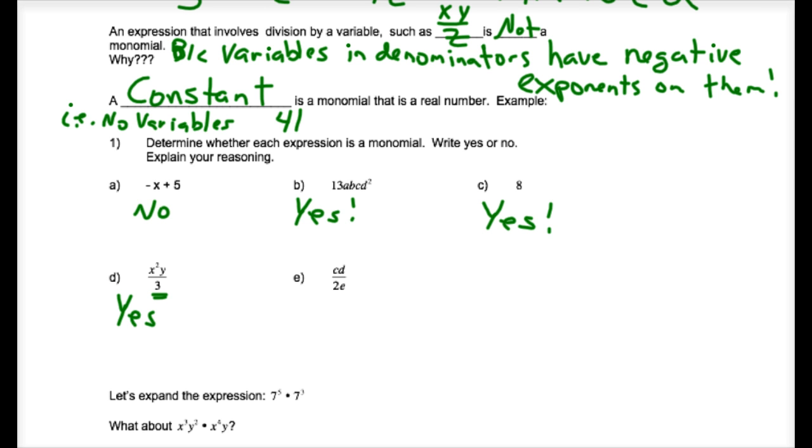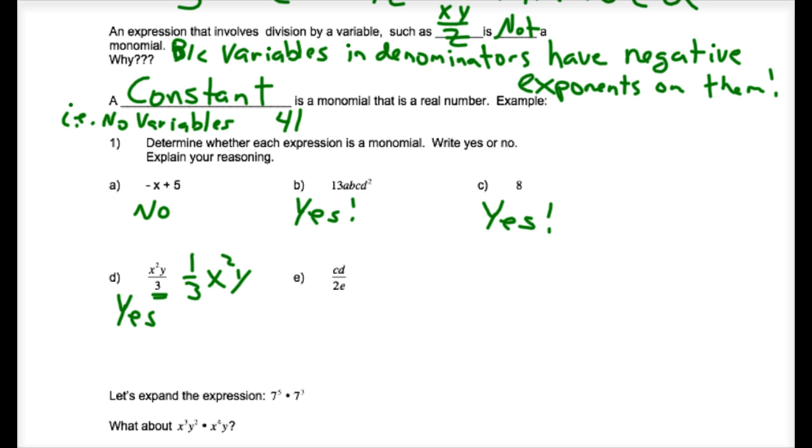Negative 3? No, it's not negative. We know it's not negative, but good try. How about this? One third x squared y. Isn't that the same thing as x squared y divided by 3? Yeah. Sweet.